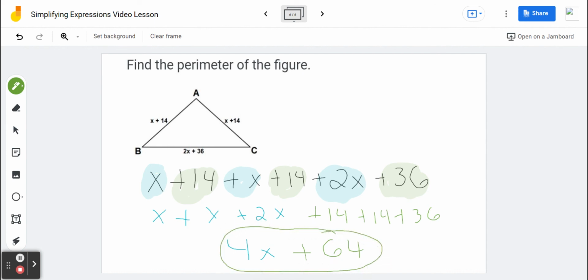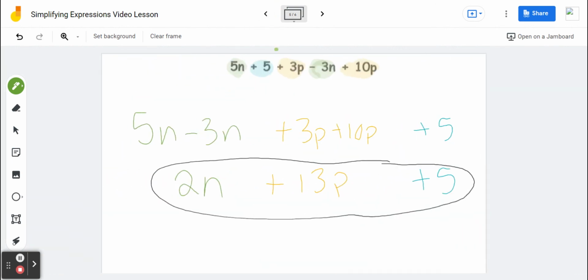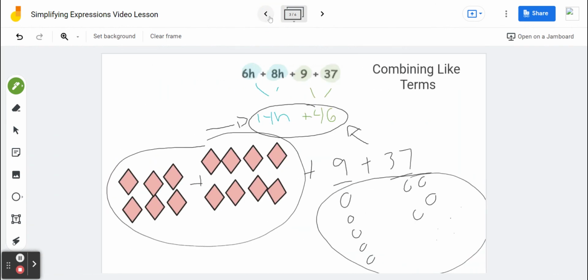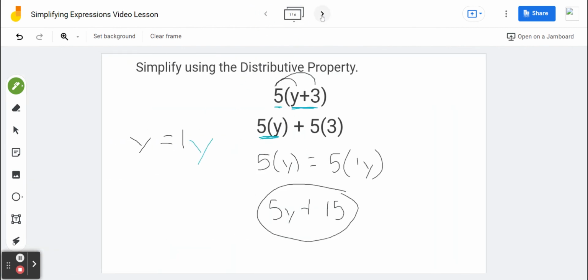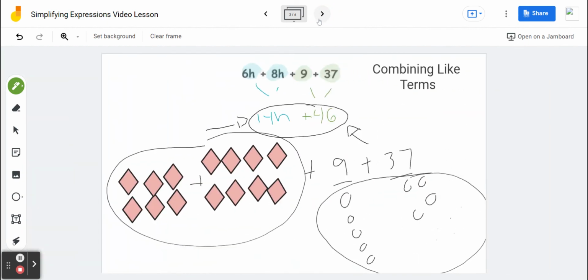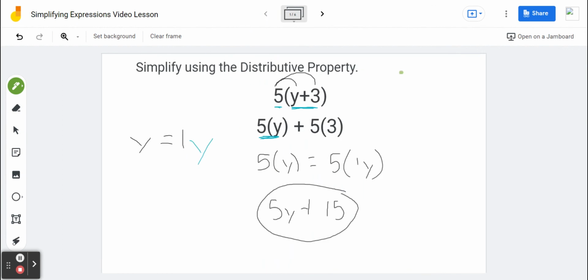This is what we would call a perimeter. Let me actually take a step back. P equals, the perimeter is 4x plus 64. And that's combining like terms. Just combining things that are like each other. Hopefully, it's as easy as distributive property, which the majority of you said is pretty easy. Those are the two ways you can simplify an expression: combining like terms and distributive property.